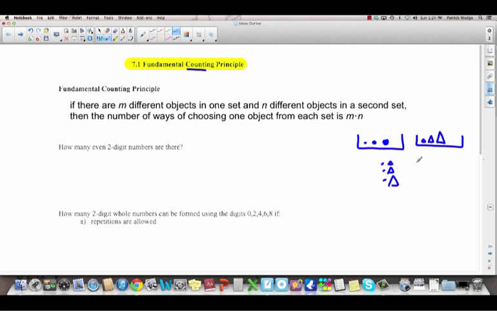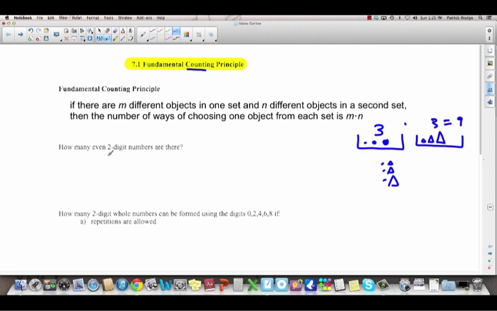So the way you need to do this is by using the fundamental counting principle. And the fundamental counting principle says, well, in the first box here we have 3 choices. In the second box here we have 3 choices. So total there's 3 times 3 is 9. There's 9 different possibilities if we're going to pick one from the first box and one from the second box. Okay, let's do some more examples like this.